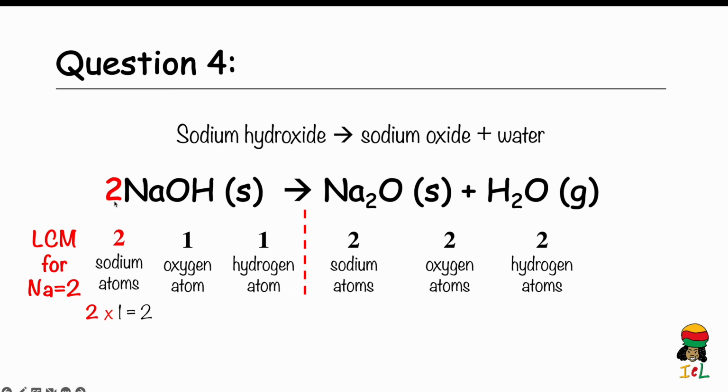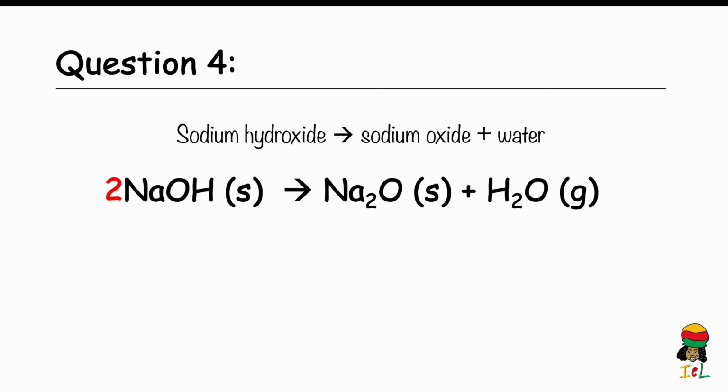The multiplier of 2 also affects the number of oxygen and hydrogen atoms within the formula. Therefore, 2 times 1 oxygen atom would give 2 oxygen atoms, as well as 2 times 1 hydrogen atom gives 2 hydrogen atoms. All the atoms on the reactant side of the equation are now equal to their counterparts on the product side of the equation. This equation is now balanced. The balanced equation states that 2 molecules of sodium hydroxide solid will decompose to give 1 molecule of sodium oxide solid and 1 molecule of water vapor.